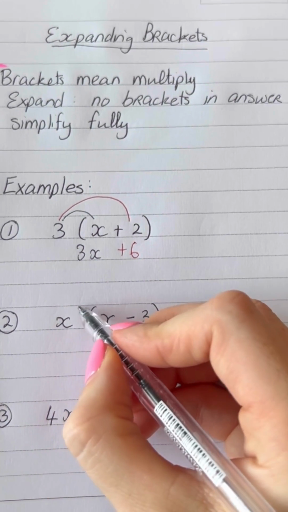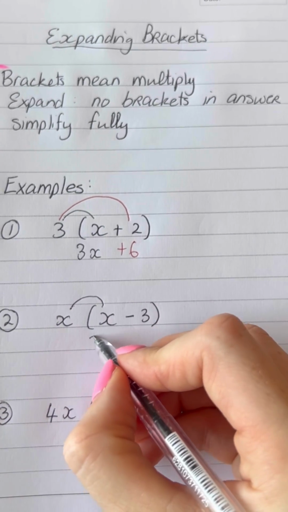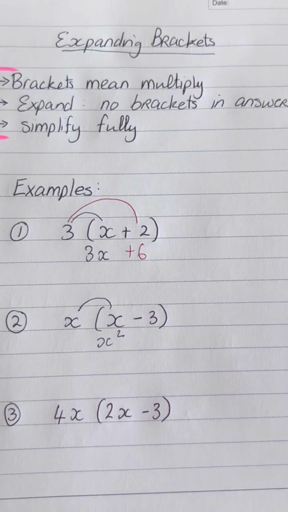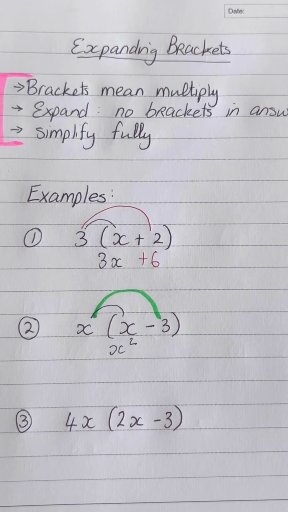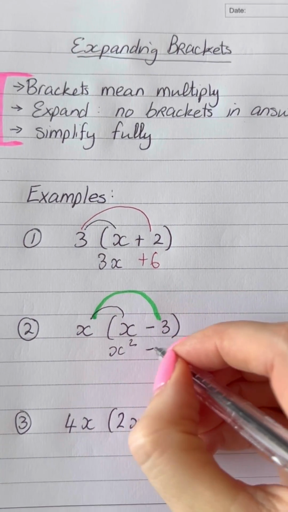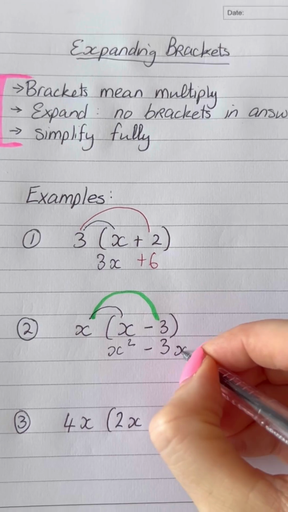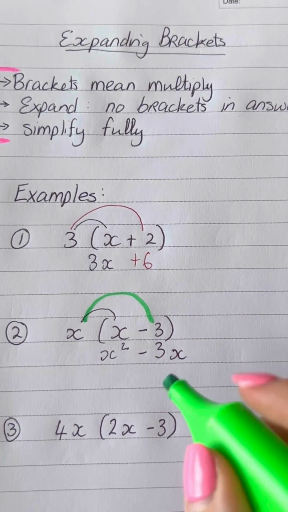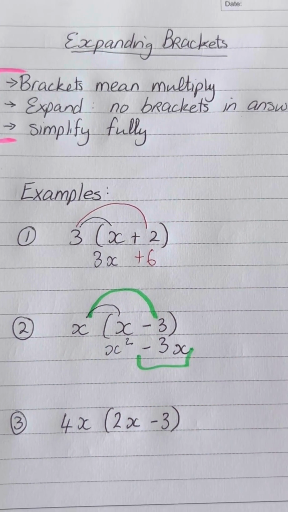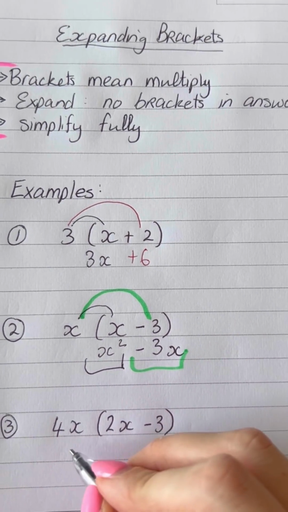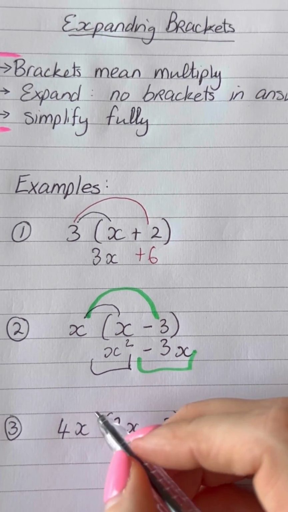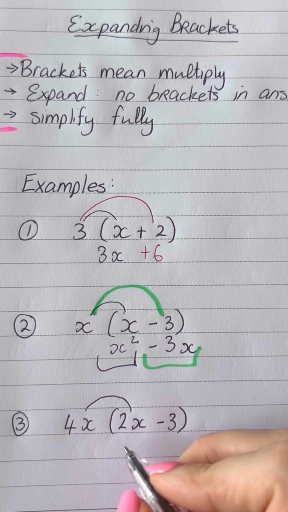Right, if we move to number 2, x times x, x squared. X times minus 3 is minus 3x. Same thing, notice I use 2 colors, so there's 2 parts to my answer, the minus 3x and the x squared.